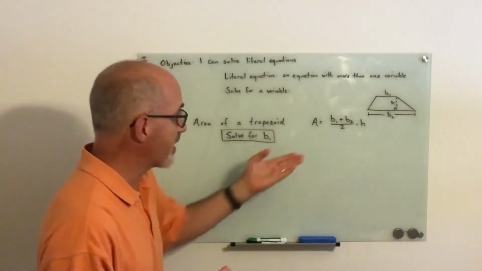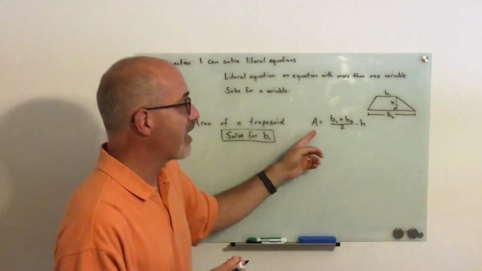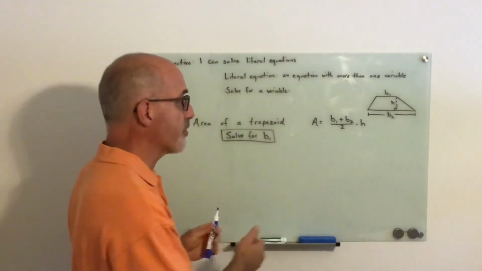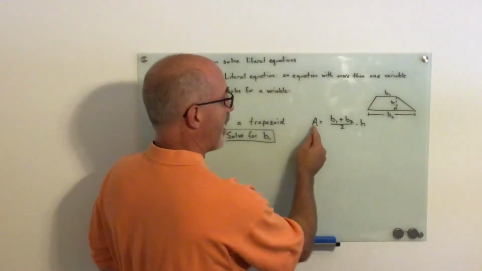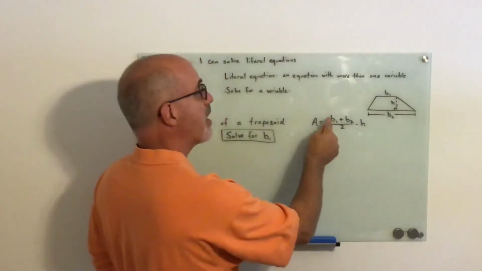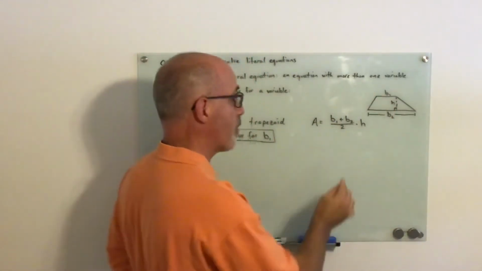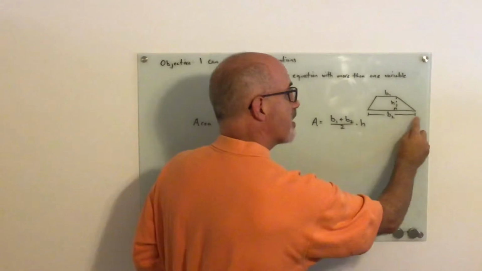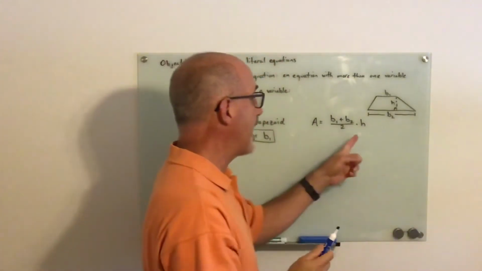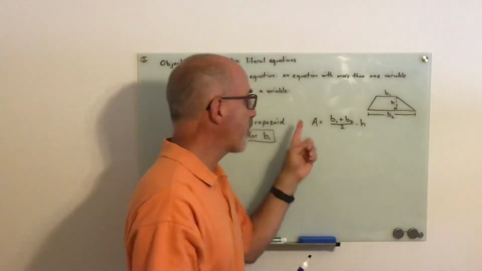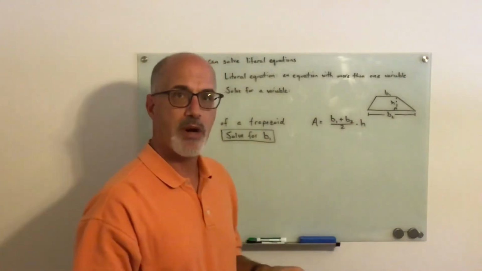In this case, here's an example, I've got an equation with four variables. I've got A as area, base 1 is the base on the top of this trapezoid, base 2 is the base on the bottom of this trapezoid, and H stands for the height. There are four variables in this problem.